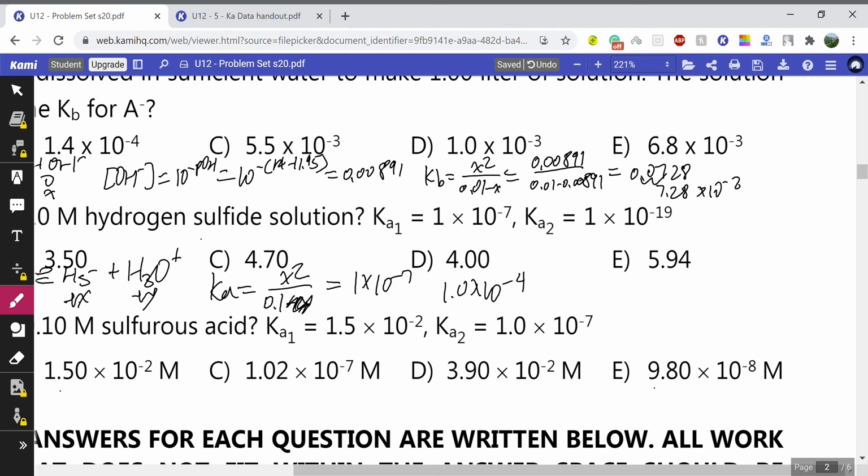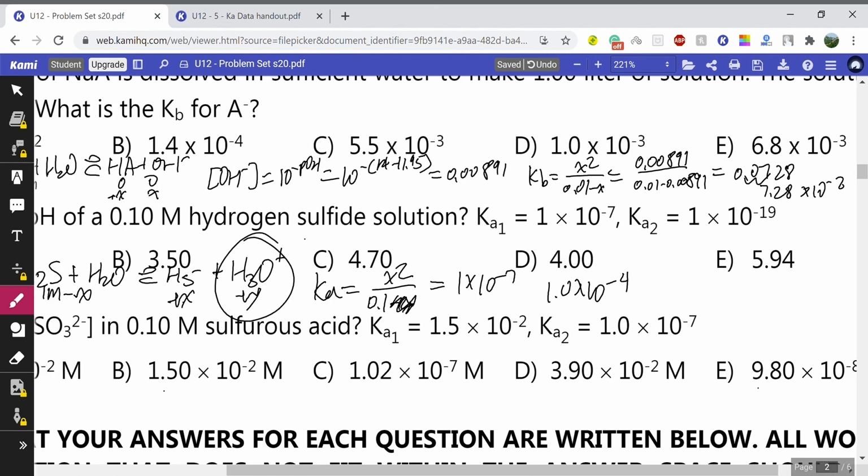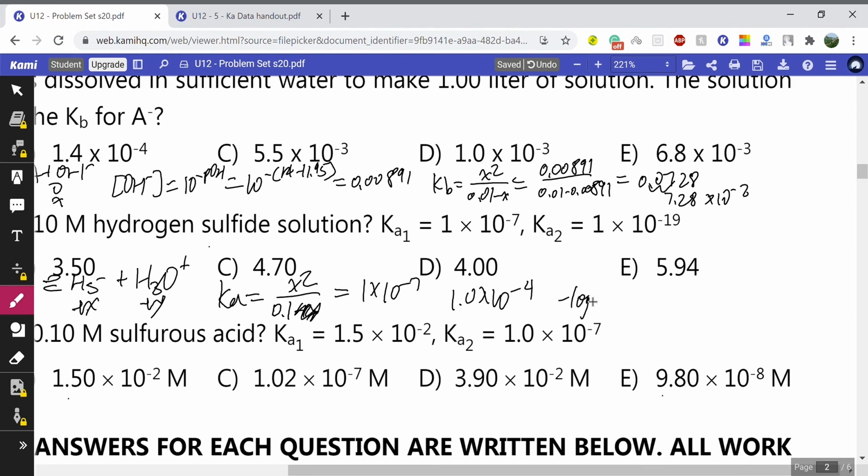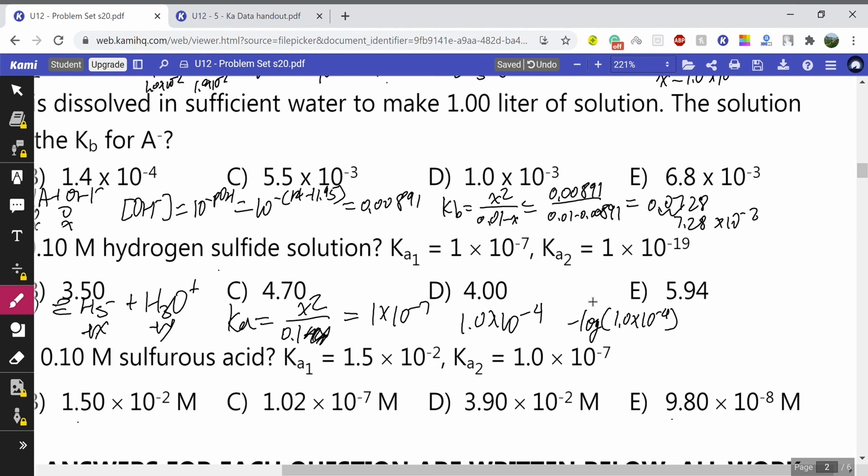Now this is the concentration of our H3O plus, and this is x. Now we just need to take the negative log. Since this is an acidic solution, we can just take the negative log of 1.0 times 10 to the negative 4th, which is 4. So our final answer is a pH of 4.